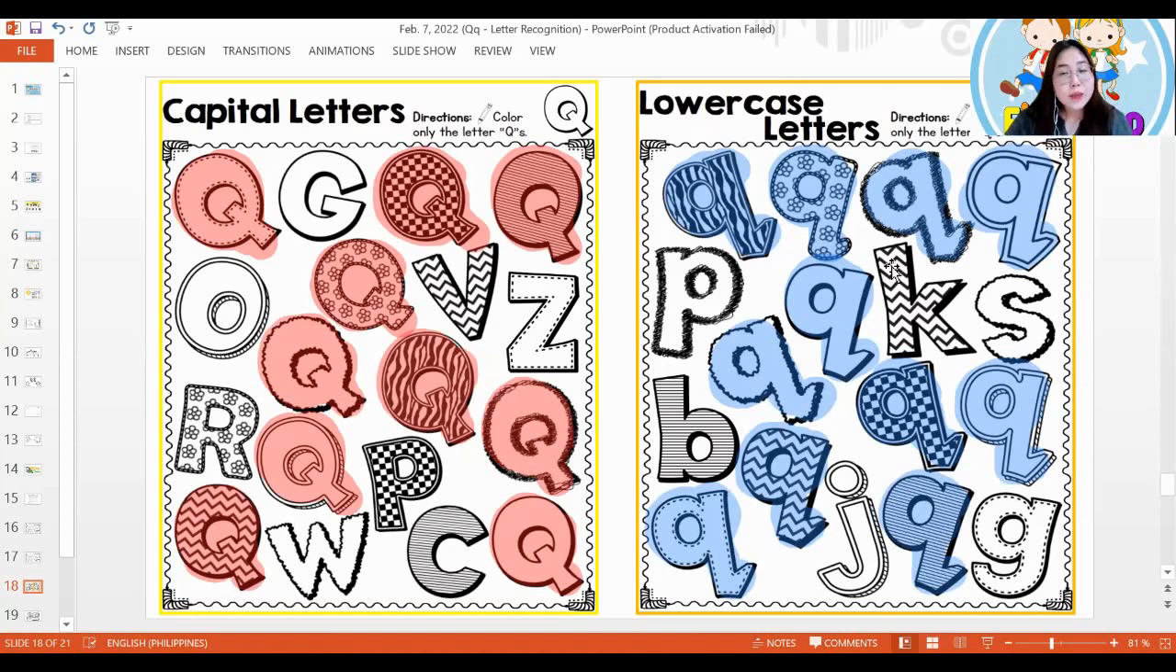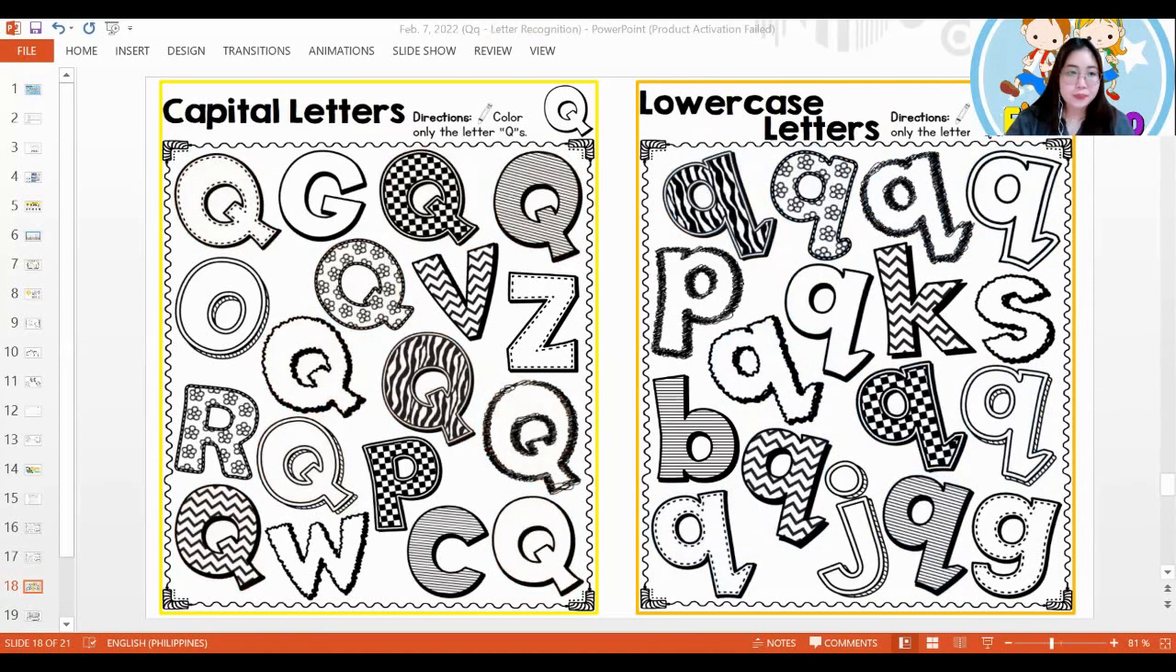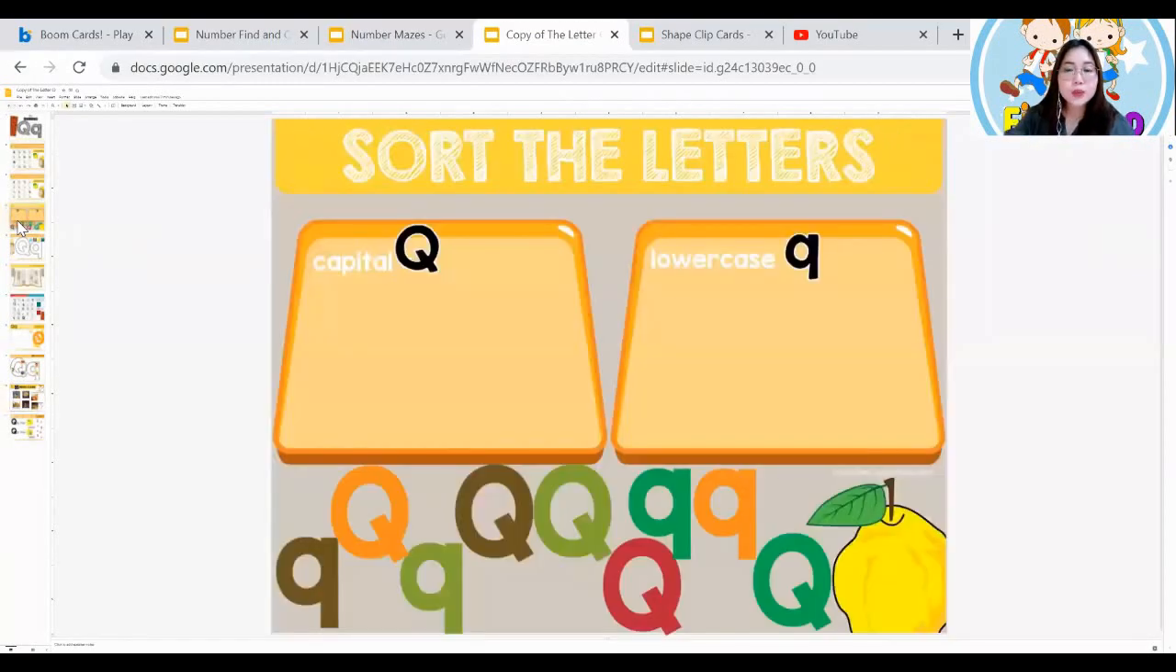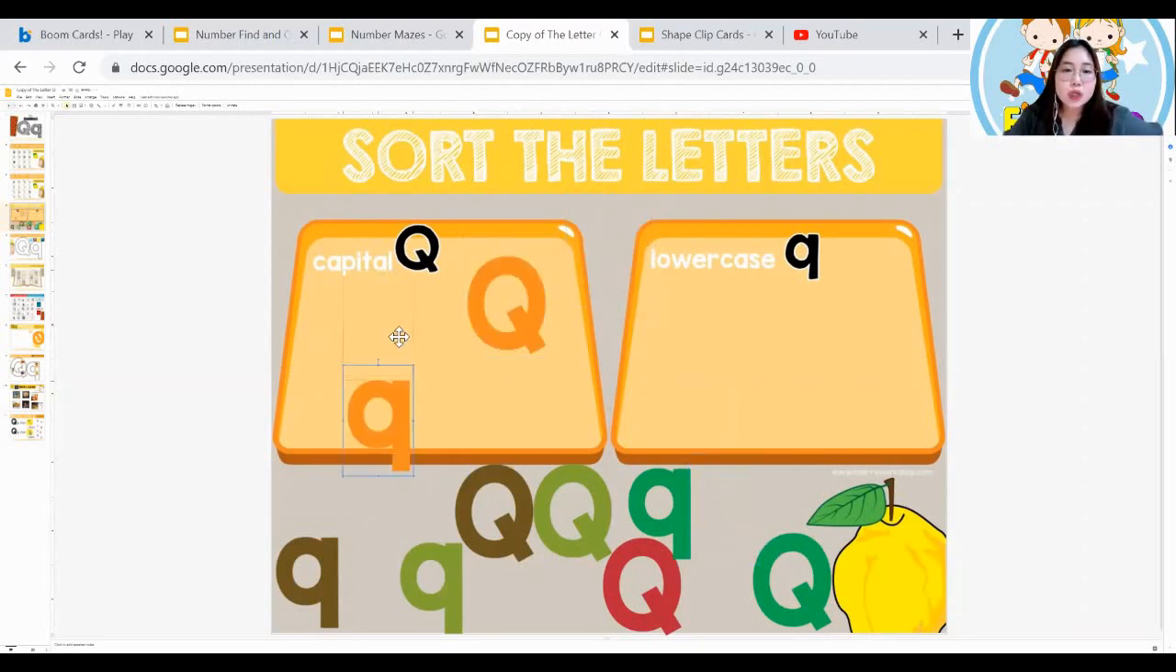So before we have our last work, let's go back to our Google slide. And here, do you know what we will do here? We are going to sort the letters. Very good. So let's start with the orange one. Is this capital or lowercase? It's the capital letter. So we have another orange letter. Is this also capital? Are you sure? No, it's a lowercase letter.